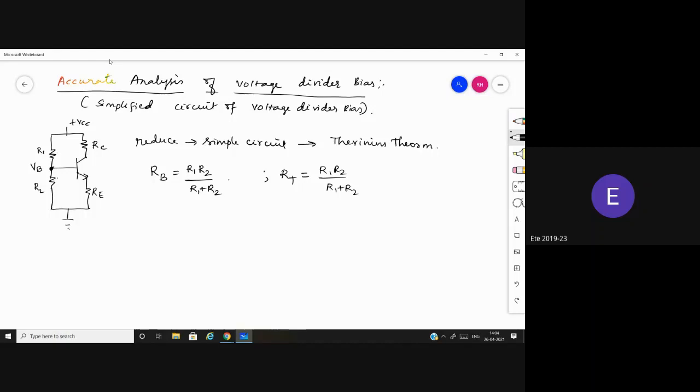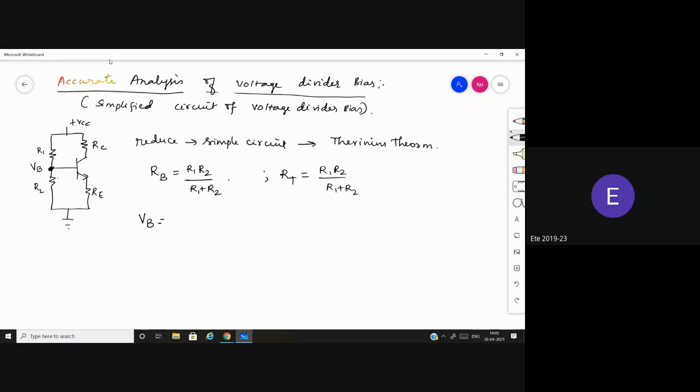After this, once we reduce these values, our intention is to find out the voltage across this particular point. Already, while doing the approximate analysis, I told you that this base voltage is mainly dependent upon one particular resistance among these two. Anyone remembers which is that resistance? Yes, sir. R2. R2 is the resistance on which this voltage is going to depend.